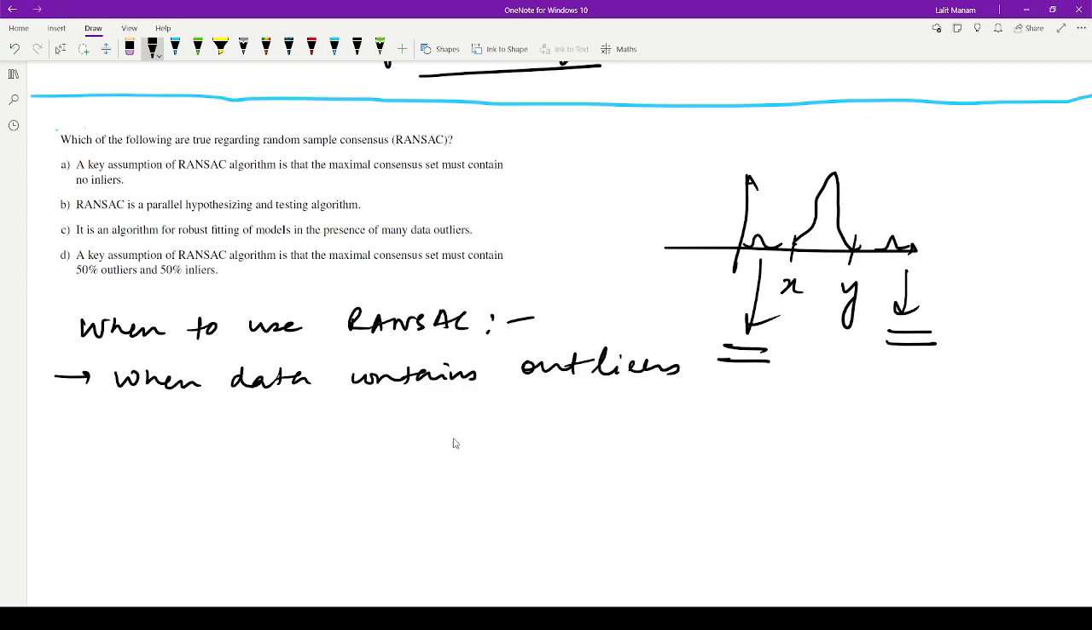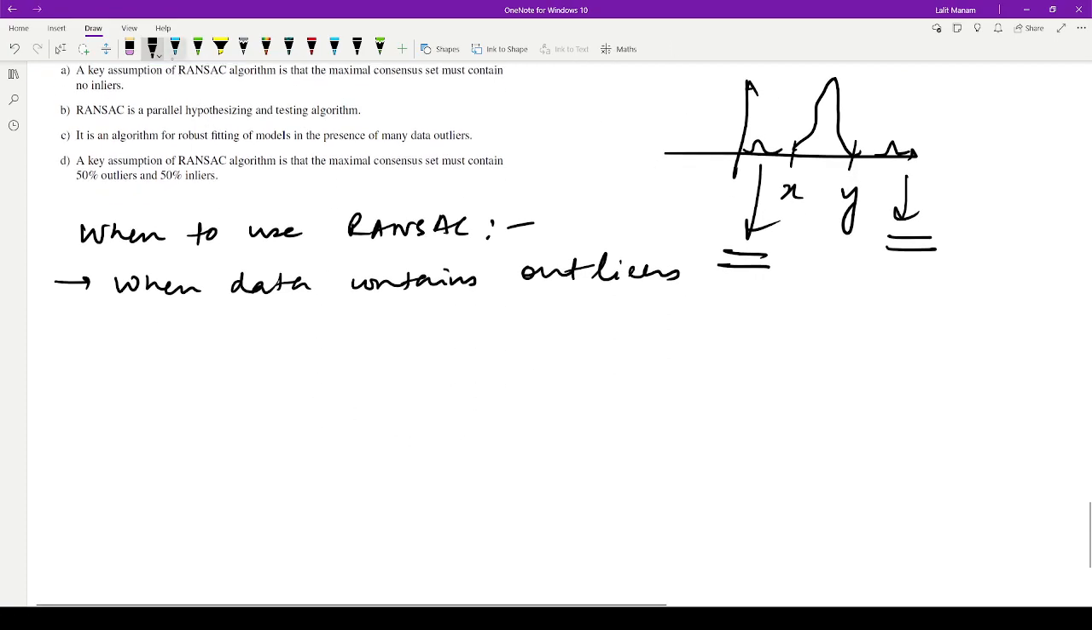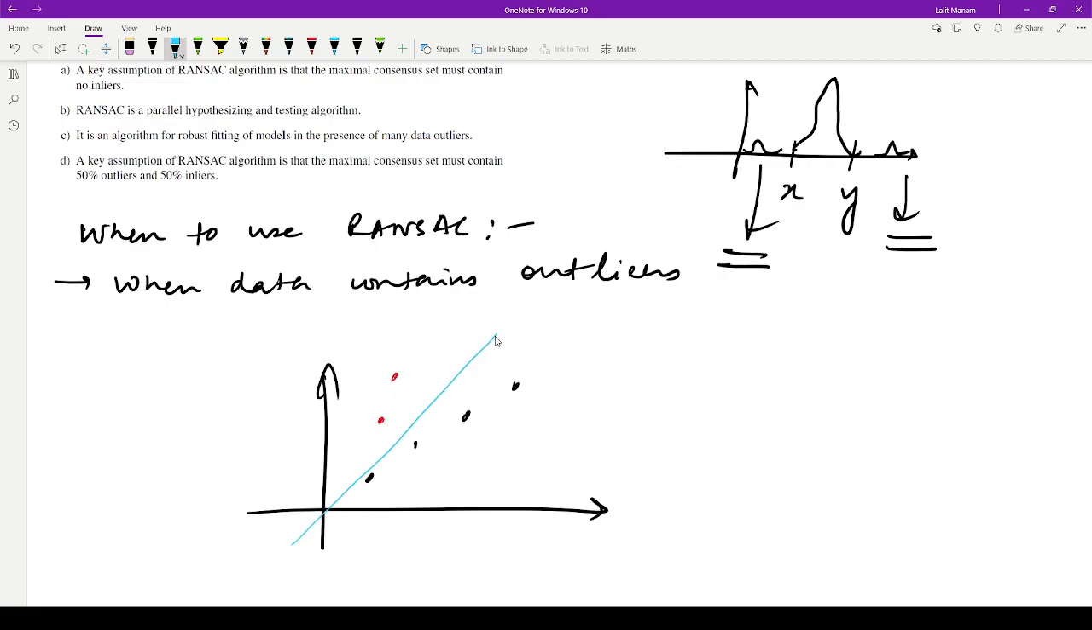So what RANSAC does is exactly what you said. If you have data, since we are going with the line fitting exercise, we'll just go ahead with that. I'll put outliers on one side of the line. Now if I try to put a line here, including outliers, it will look something like this. This is the line with outliers.